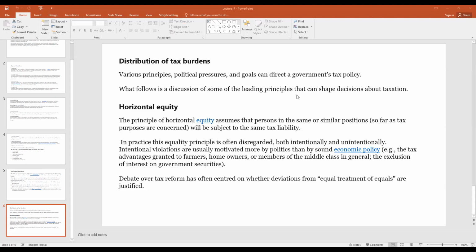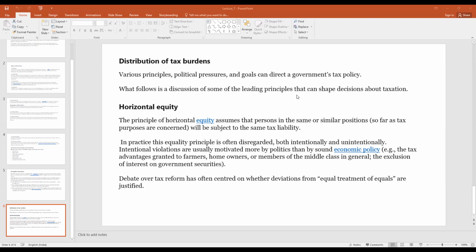While horizontal equity talks about equal income earned by individuals paying an equal amount of taxation, that horizontal equity can lapse or be overridden by important factors, such as certain violations, political pressures, and economic policy, such as the tax advantages granted to the farmers.